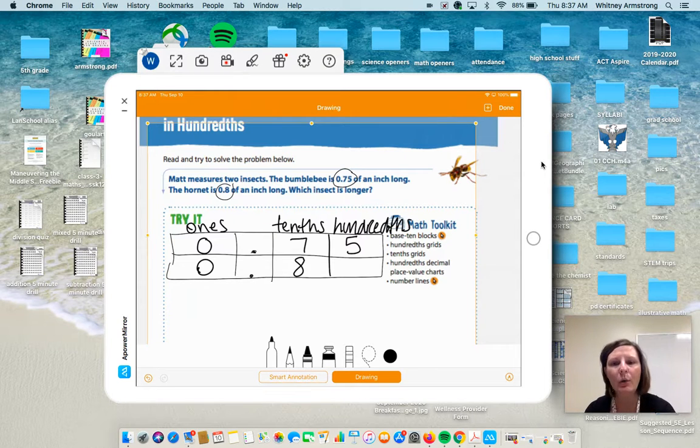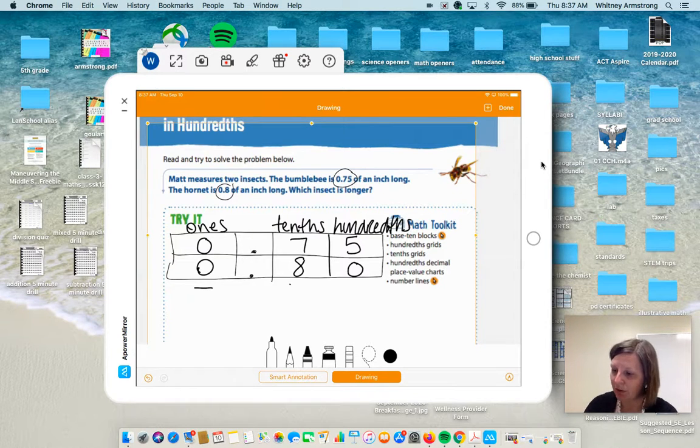Okay, so it wants to know which insect is longer. We're going to do the same thing we did, except now, since we have one number that has hundredths and one number that doesn't, we're going to add a 0 right there, just so they have the same amount of decimals after the decimal point. Same amount of places. So we start, we look at our ones place. I know that I can't compare those. 0 and 0 are equal to each other.